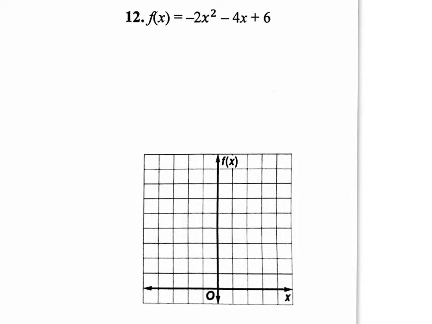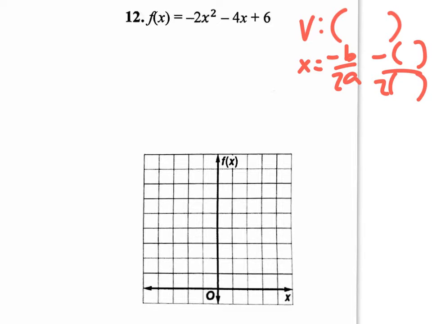Let's jump to number 12. Number 12. Okay. Let's graph this thing. First step is to find the vertex. And we do that by using the formula negative b over 2 times a, which we're going to do negative parenthesis over 2 times parenthesis. And we're plugging in the b value, which happens to be negative 4. And the a value happens to be negative 2.